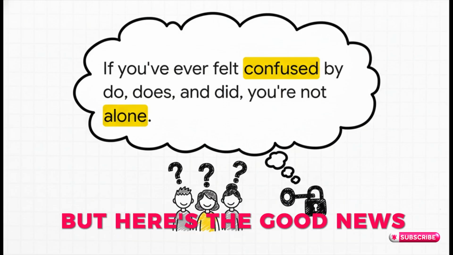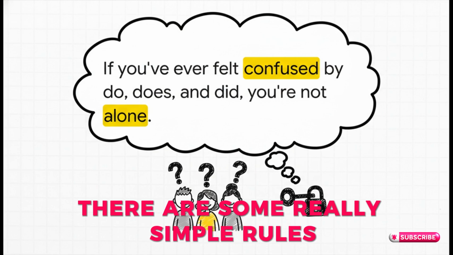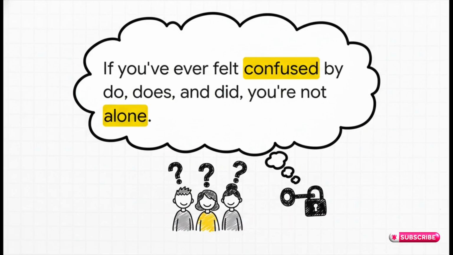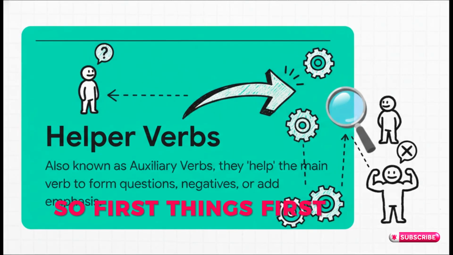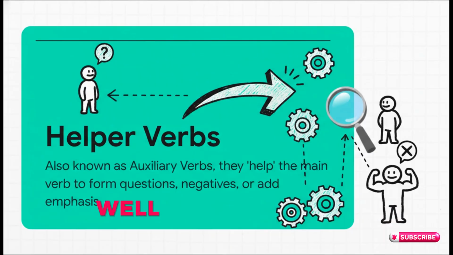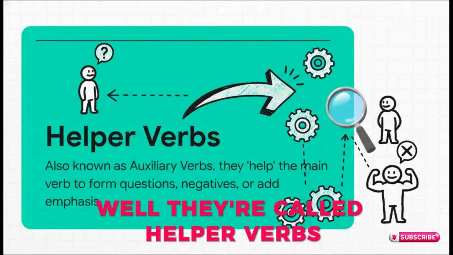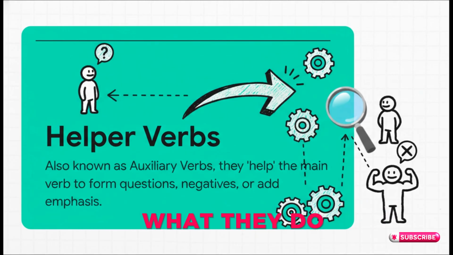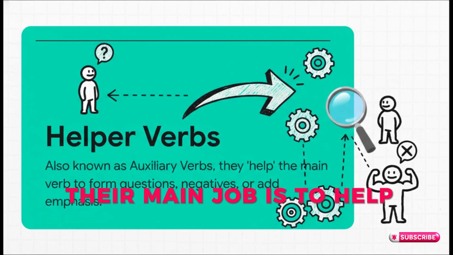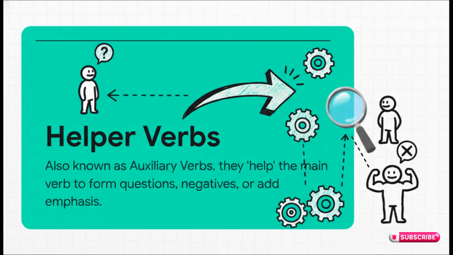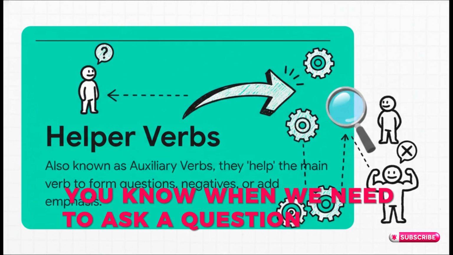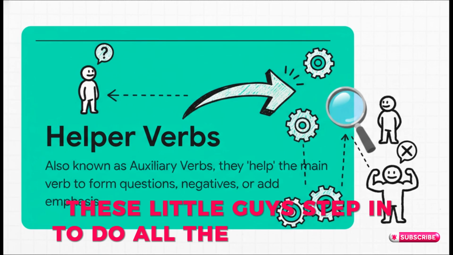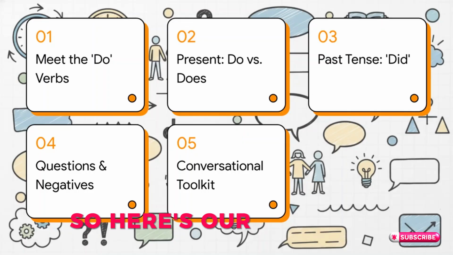But here's the good news. There are some really simple rules that, once you see them, are going to make everything just click. So, first things first, what are these words anyway? Well, they're called helper verbs, and that name is perfect because that's exactly what they do. Their main job is to help the main verb in a sentence. You know, when we need to ask a question or say no, these little guys step in to do all the heavy lifting.